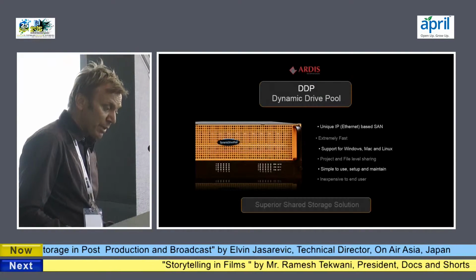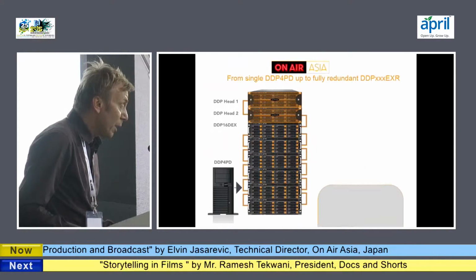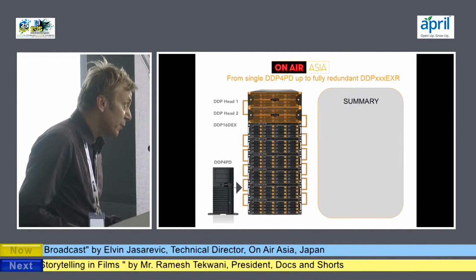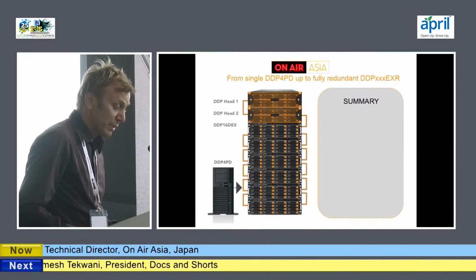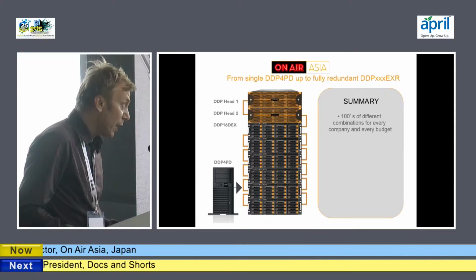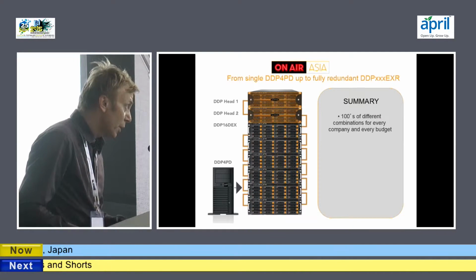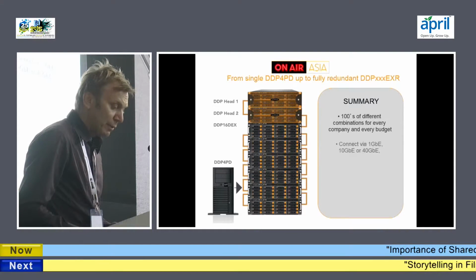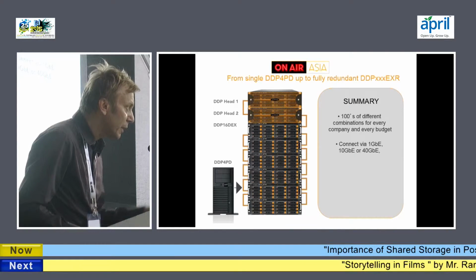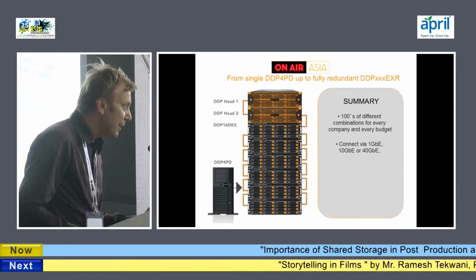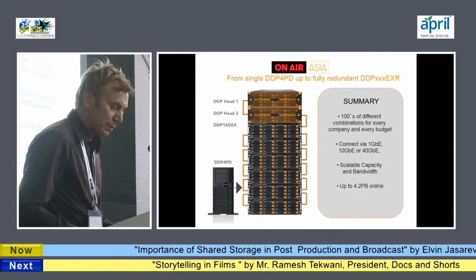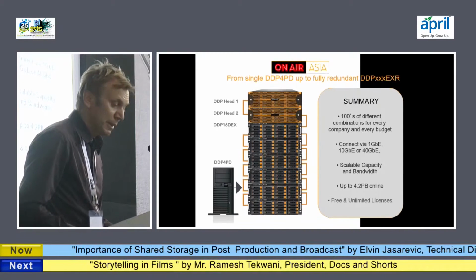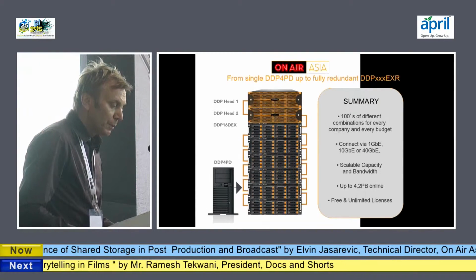So in one of the summaries, we have systems which start from only 4 drives up to over 5 petabytes of system storage. So we have hundreds of different kinds of configurations for every company and every budget. We can connect 1 gig, 10 gig, 40 gig. We can multiply connections. We can scale the bandwidth and capacity. We can go over 4 petabytes, with free and unlimited licenses. Okay?